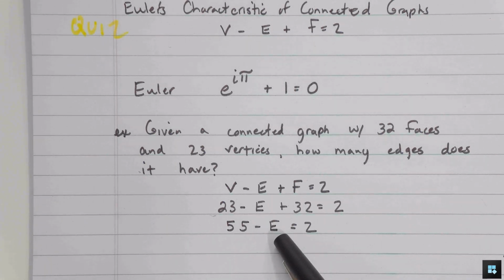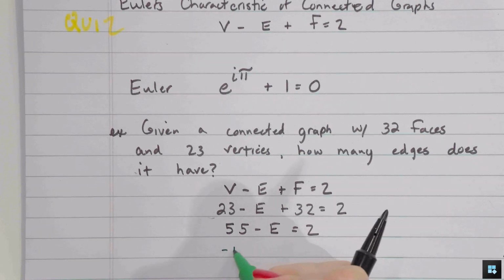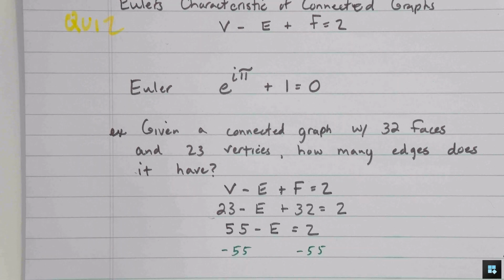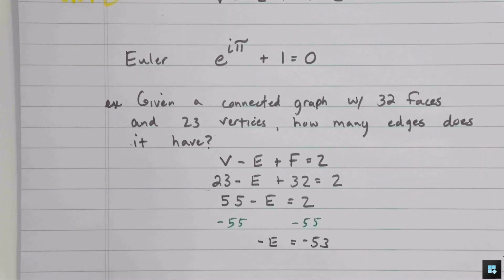Now you can do this in your head. You can think, what do I take away from 55 to get 2? Or if you're more algebra inclined, you can go through the algebra, subtract the 55 from both sides. So negative E is negative 53. That means positive E is positive 53.